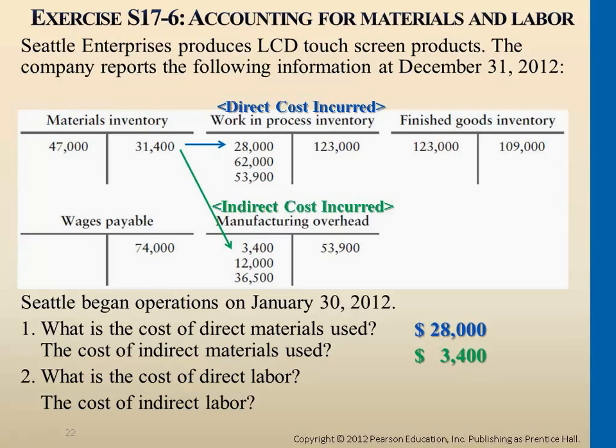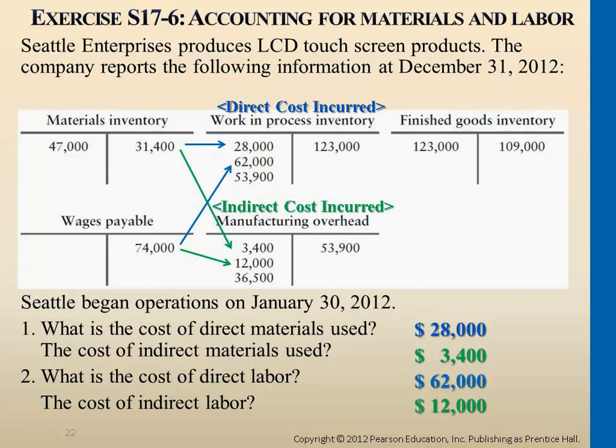Okay, so this is materials. Now from wages payable, we know that we hired people, incurred the salary we owe them, altogether $74,000. And again, we need to separate them into direct labor, indirect labor. Okay? Now if we take a look at work in process, the debit side, we see another number on the debit side, 53,900, right? So that would be coming from manufacturing overhead.